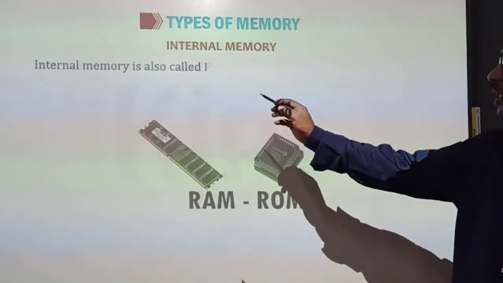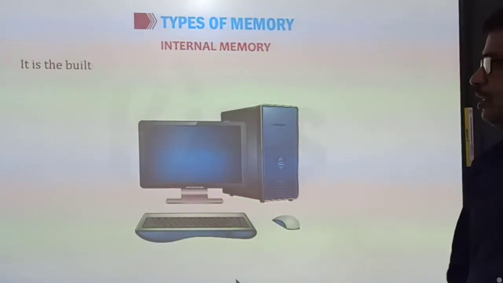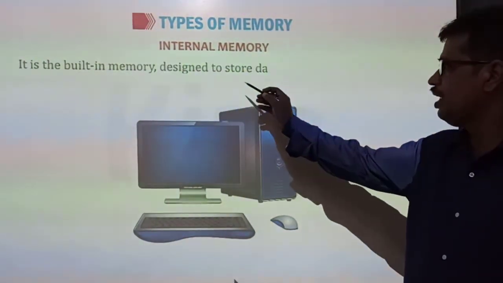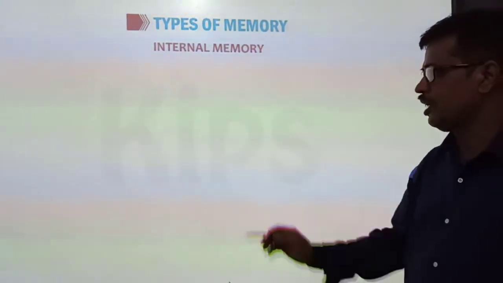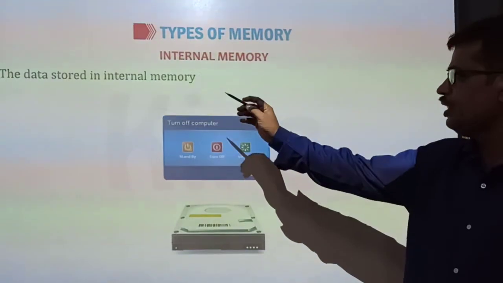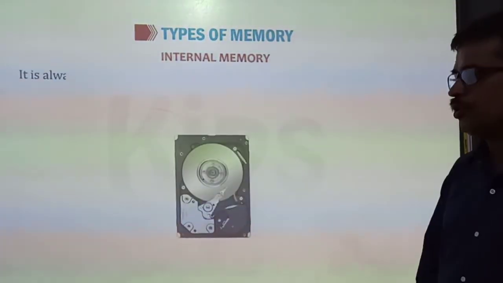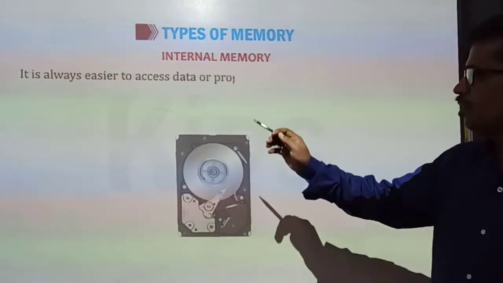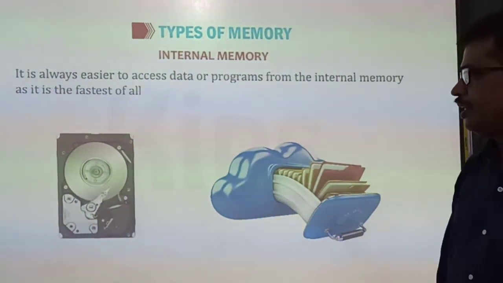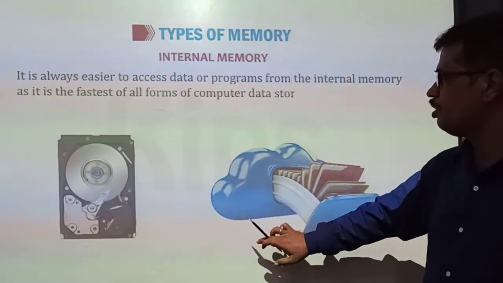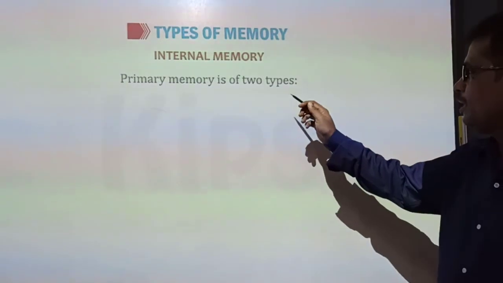Now, what is internal memory? Internal memory is also called primary memory or main memory. It is the built-in memory designed to store data and instructions while the computer is working. The data stored in internal memory is erased when the computer is shut down or the program is closed. It is always easier to access data or programs from the internal memory, as it is the fastest form of computer data storage.